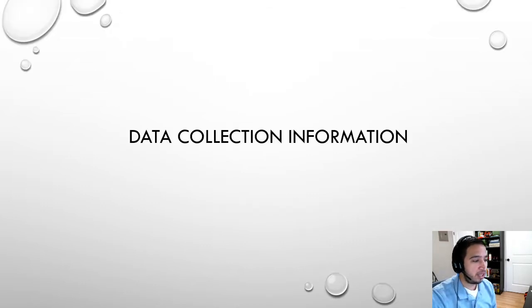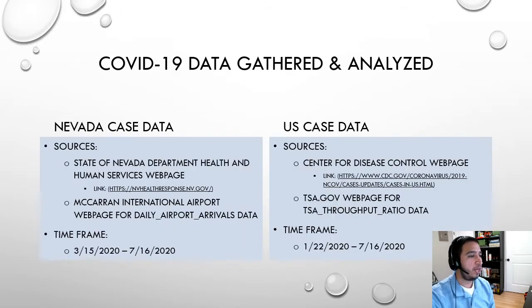With regards to data collection, we gathered a lot of the COVID-19 case data through government web pages, either Nevada's DHHS webpage or the Center for Disease Control webpage. We also had additional feature statistics that we gathered from either the McCarran International Airport webpage or the TSA.gov webpage. The time frame for Nevada's data was from March 15th through July 16th, while the United States case data was from January 22nd through July 16th.